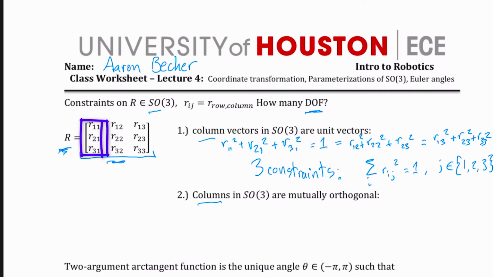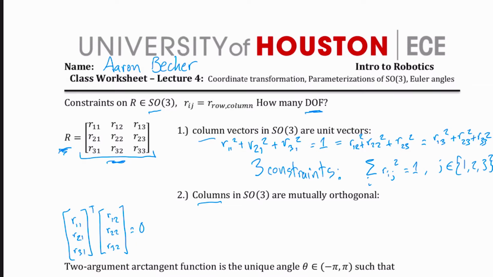The other constraint that we have is that the columns are mutually orthogonal. We can write that by taking any 2 columns. So I'll take the first column, R11, R21, R31, take its transpose and multiply by any other column. So here's R12, R22, and R32. That quantity is equal to 0. And that's also true for the other 2 possible pairs. The other pair is columns 2 and 3.